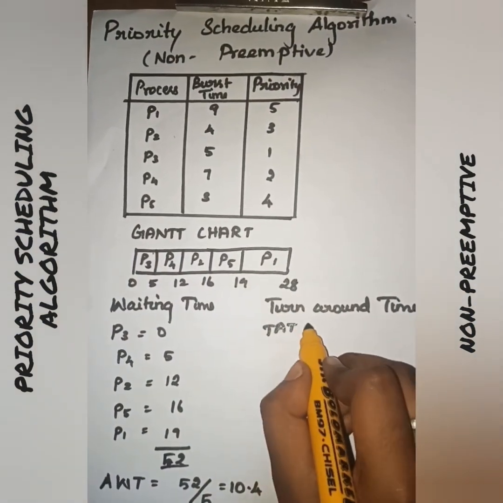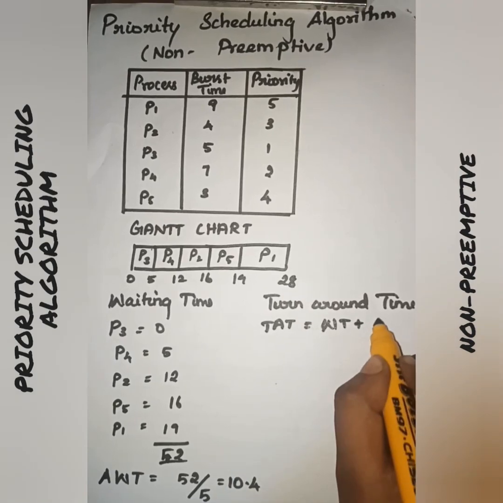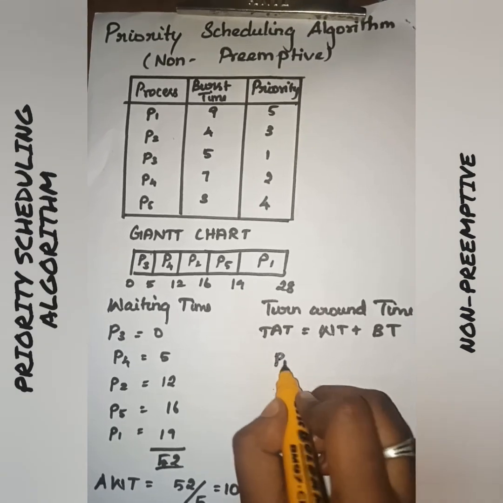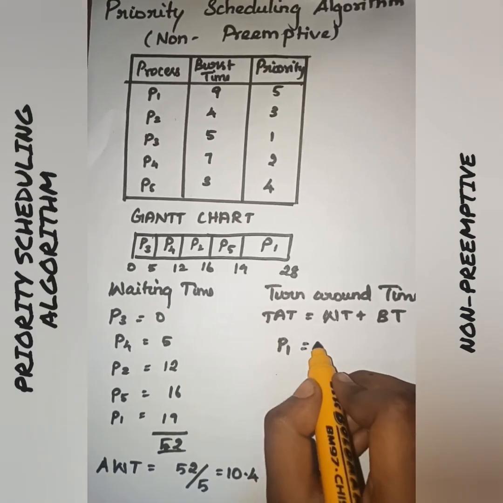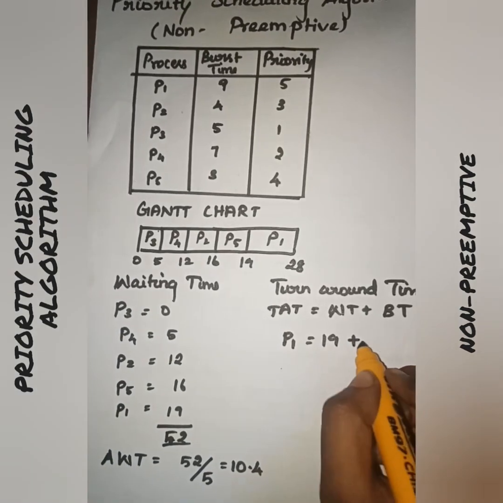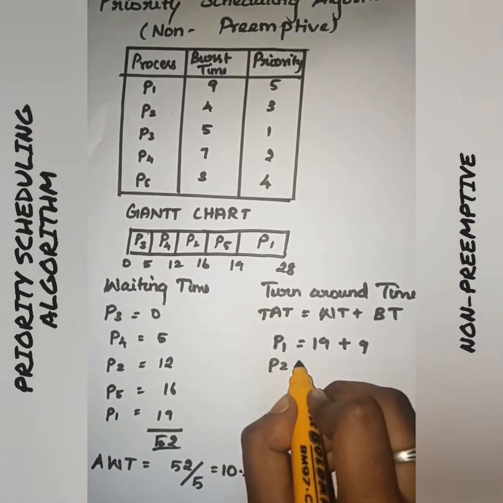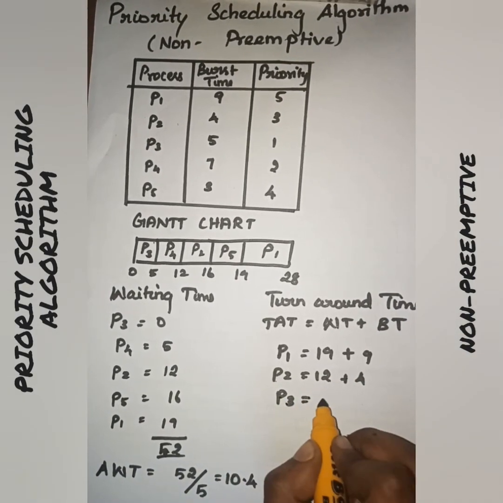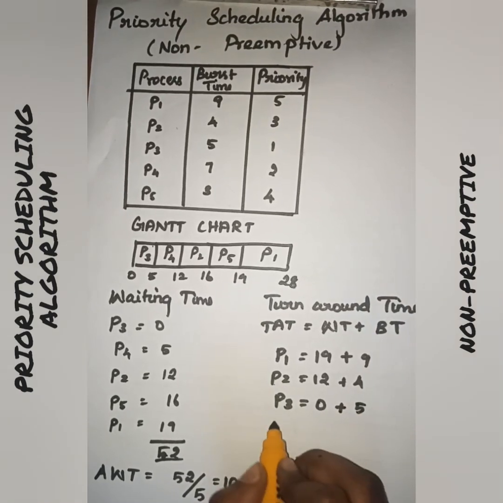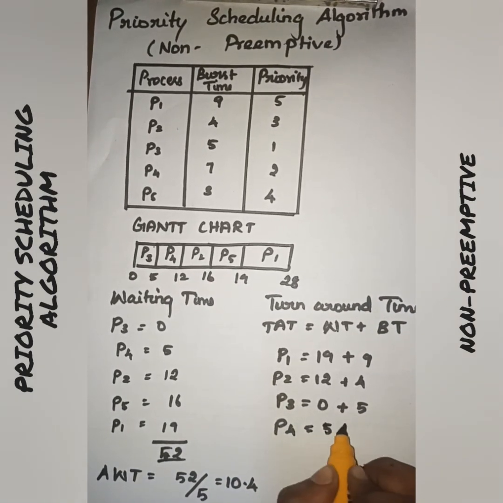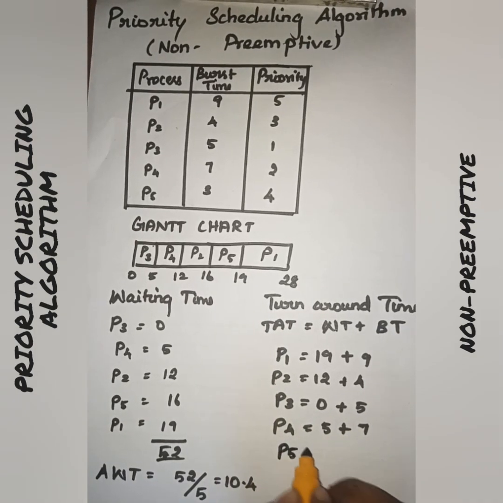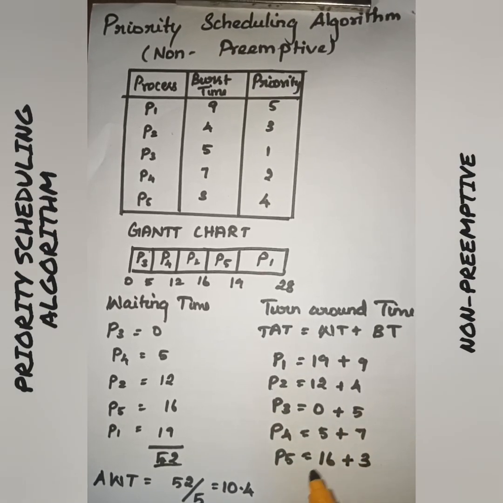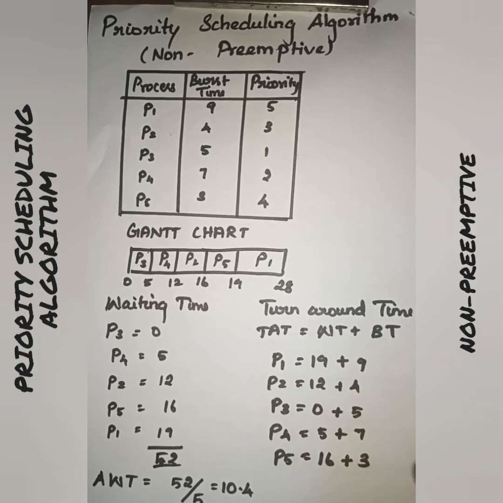Turnaround time is equal to waiting time plus burst time. For P1, it is 19 plus burst time 9. P2 equals 12 plus 4. P3 equals 0 plus 5. P4 is equal to 5 plus 7. P5 is equal to 16 plus 3. These are the waiting time plus burst time.